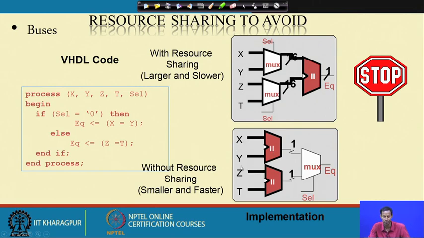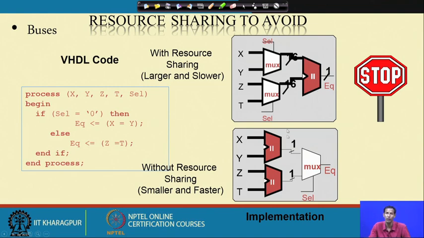If x, y, z and t are all 16 bit, then I need the comparison of these, which produces this 1 bit result, and that goes to the mux. So, that means this is without resource sharing, correct.